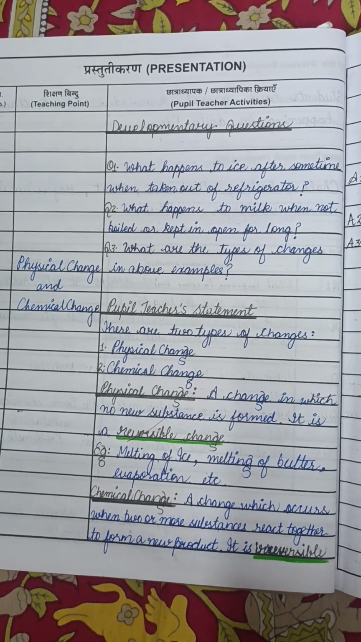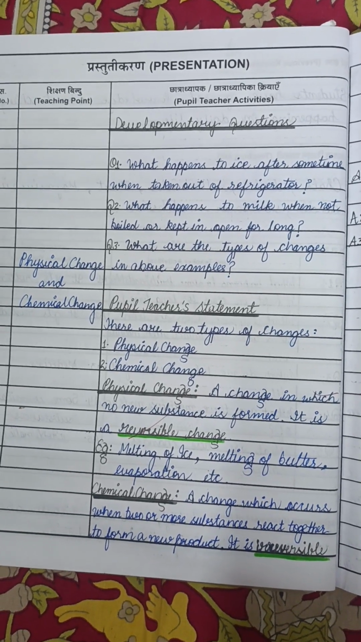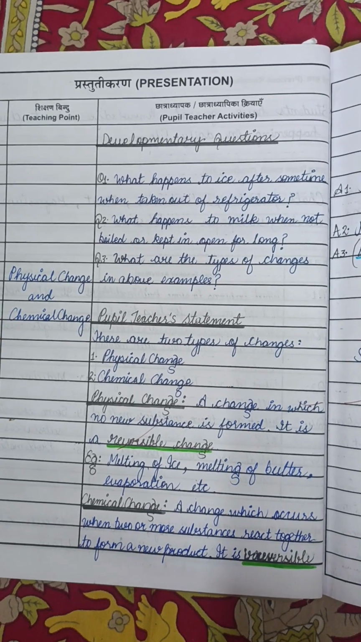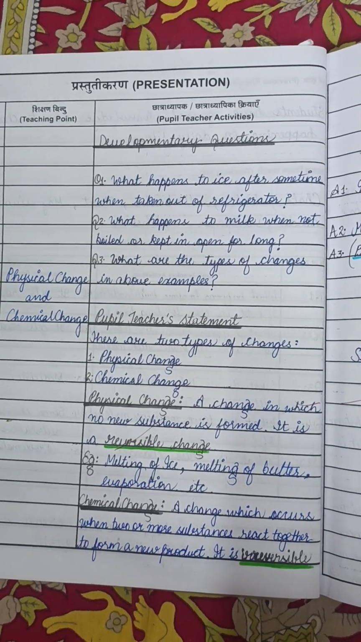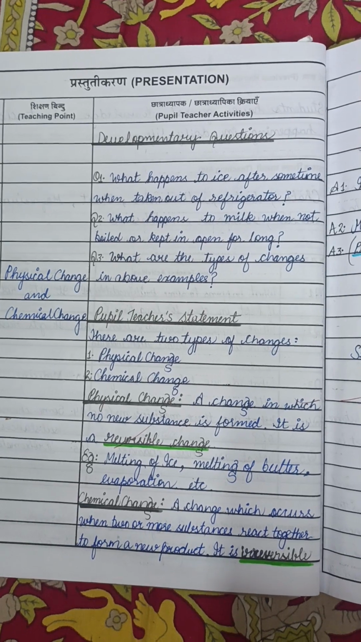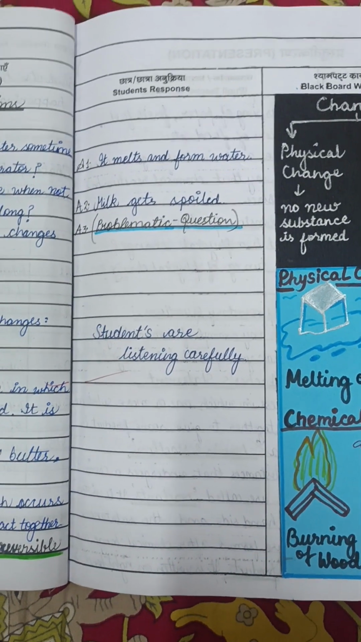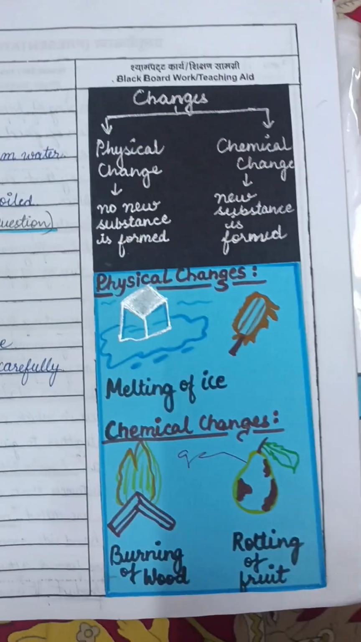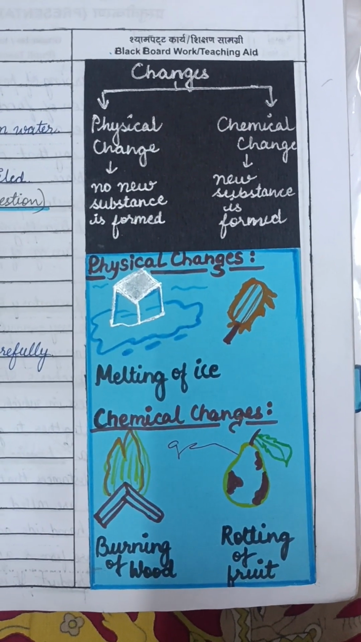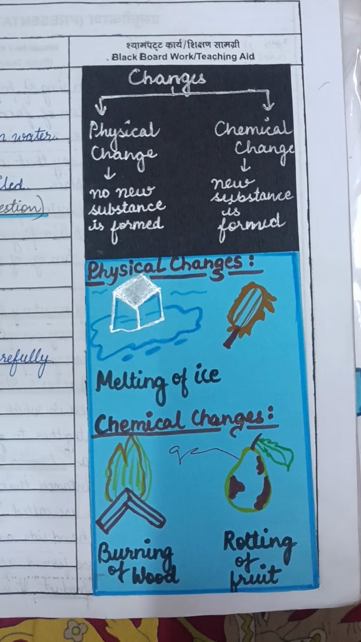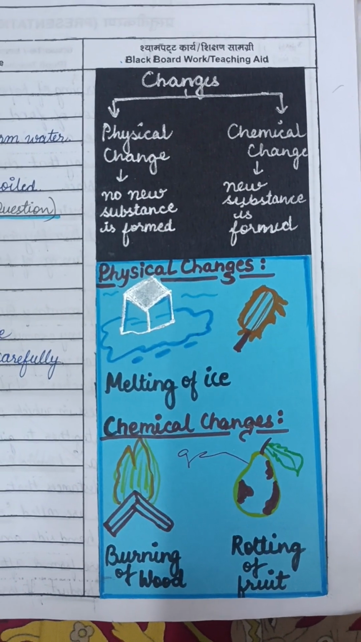Here I have taken the first teaching point as physical change and chemical change. So in the pupil teacher's statement I have explained both the points. Here you have to write down the students' response, and here you have to paste the blackboard work or any teaching aid that you have used during your lecture.